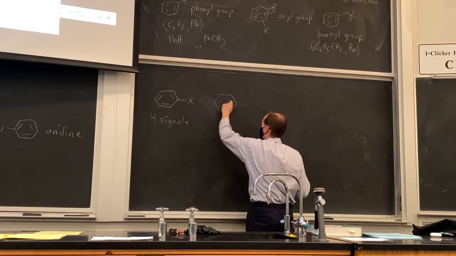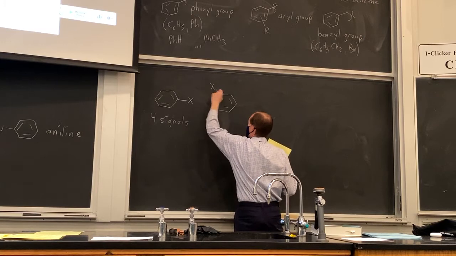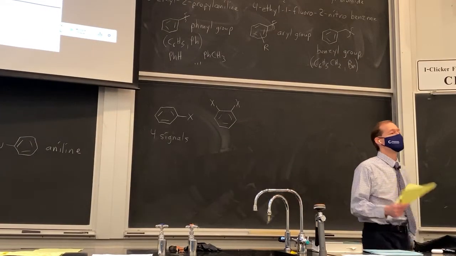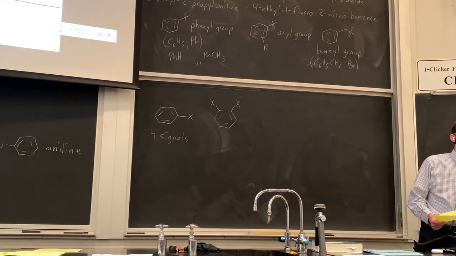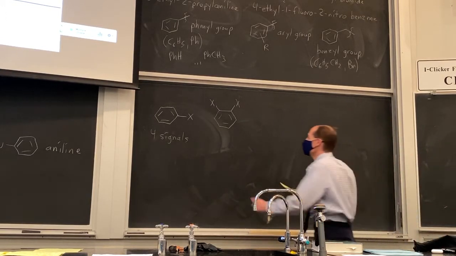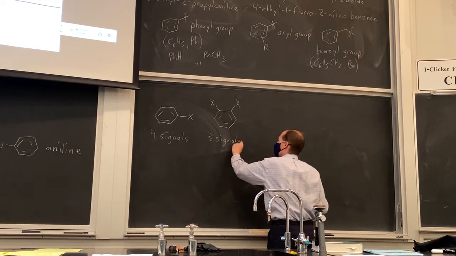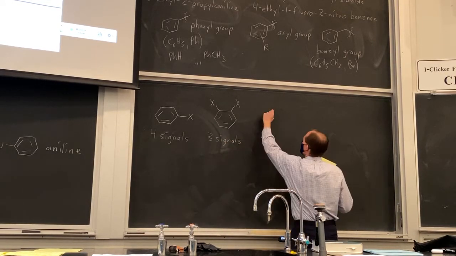If we had ortho disubstituted benzene, how many different types of carbons do we have in that molecule? 3, okay? So we would see 3 signals. Let me make sure I draw this right.